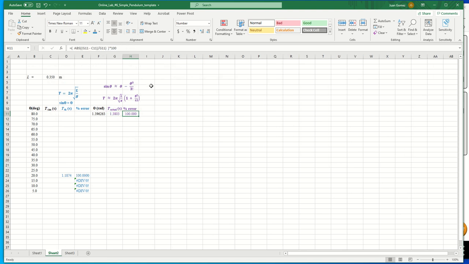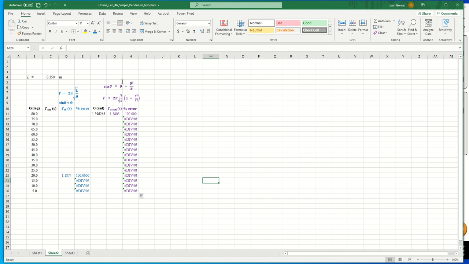Likewise for sheet 2. Get all your T sims. Take this formula, copy it down. Convert to radians, copy it down. Take this formula, copy it down. And then the errors, I can do, copy it down. And you're done. Basically, we're looking at what if we're not restricting ourselves to the small angle approximation?